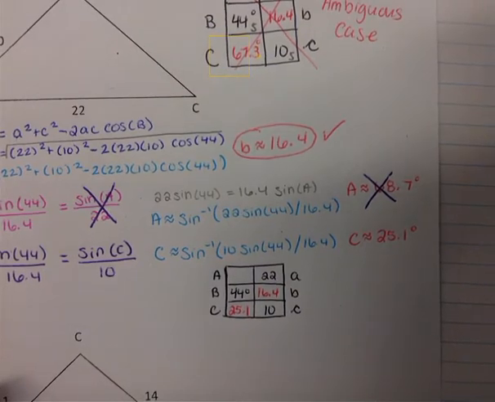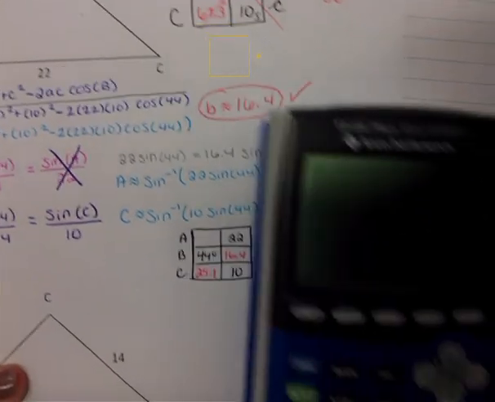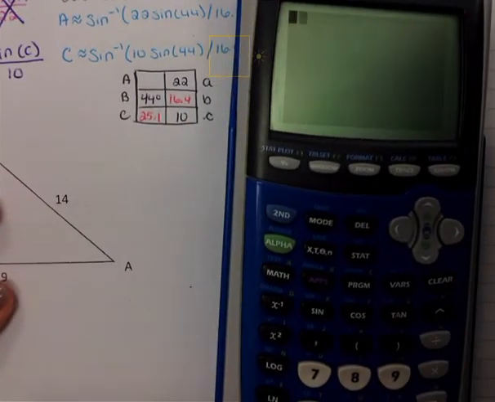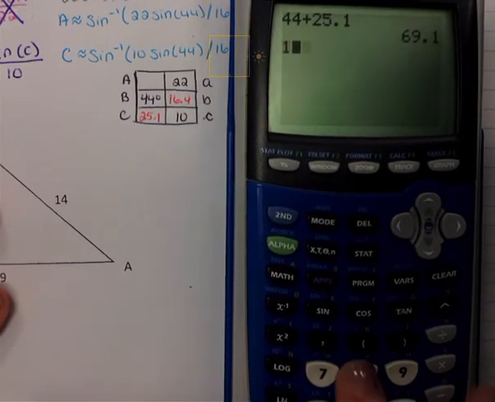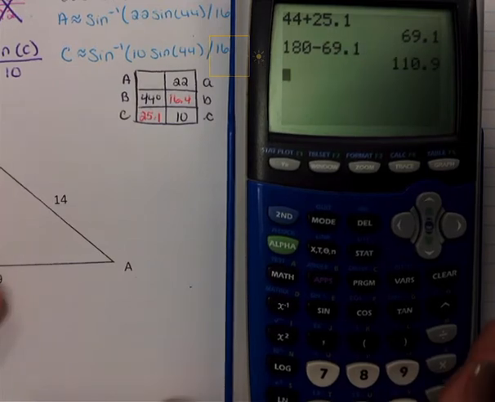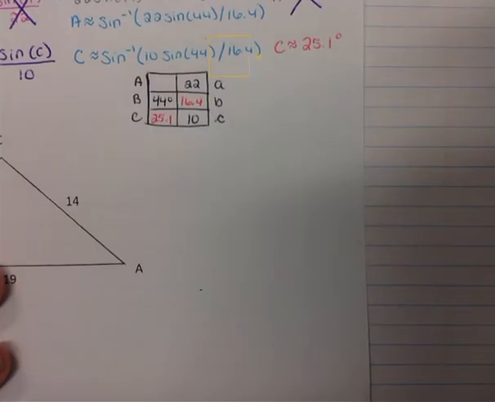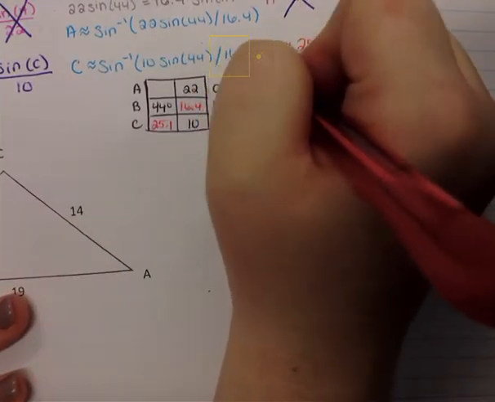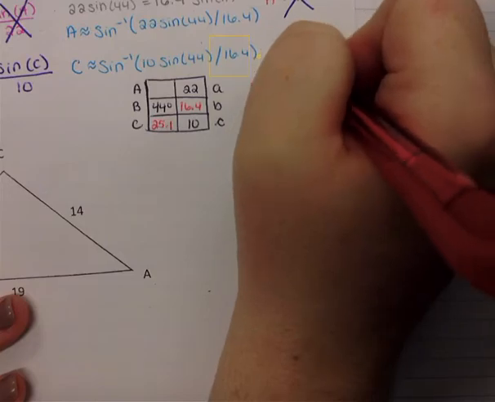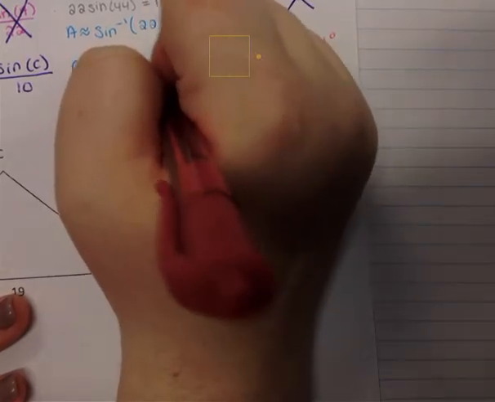So let's find our third angle, which again, we have two of them. So we have 44 plus 25 and 1/10. And we want to take that from 180. 180 minus 69 and 1/10. We get 110 and 9/10. So A is approximately 110 and 9/10 degrees, which is completely different from what we had up here.